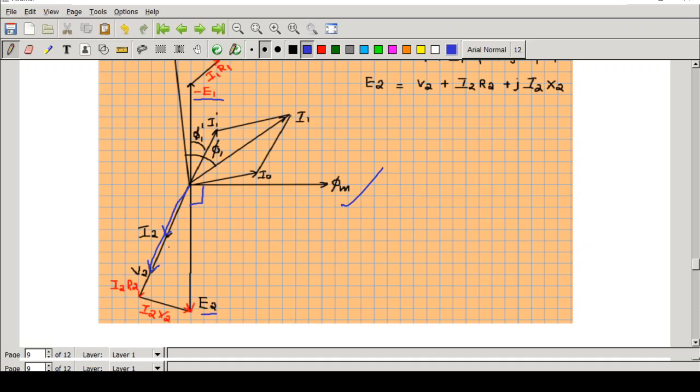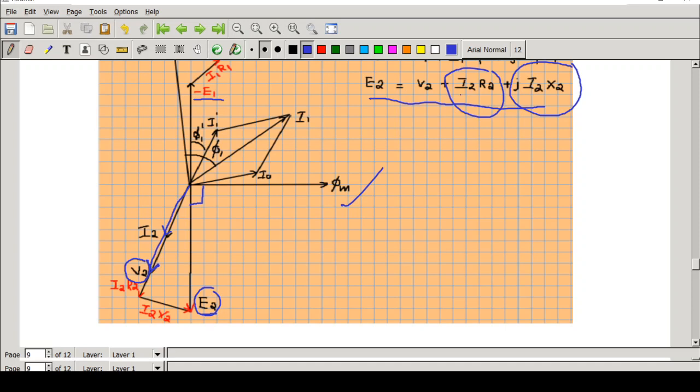Now I have V2, I have E2. Both are not the same. So based on this expression, how can you get E2 from V2? This is the point V2. How will you get that? You have to add I2 R2 and j I2 X2 to the vector V2.